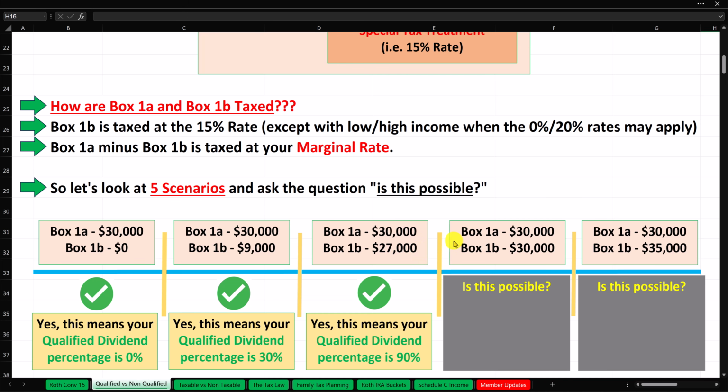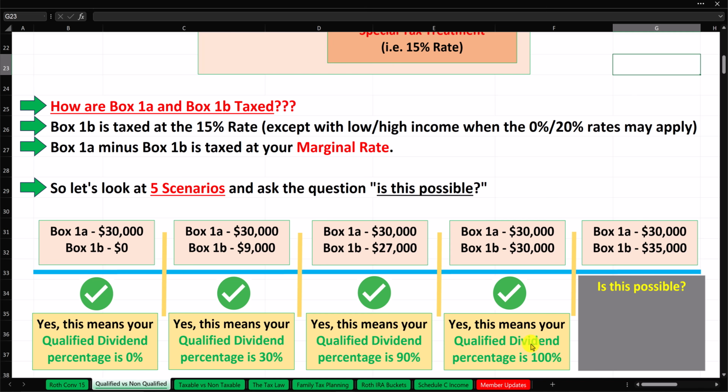All right, scenario number 4, box 1A has $30,000 in it, box 1B has $30,000 in it. Is this possible? Yes, this would mean that your qualified dividend percentage is 100%. In other words, you received $30,000 in cash dividends and the entire amount is subject to the preferential rate.